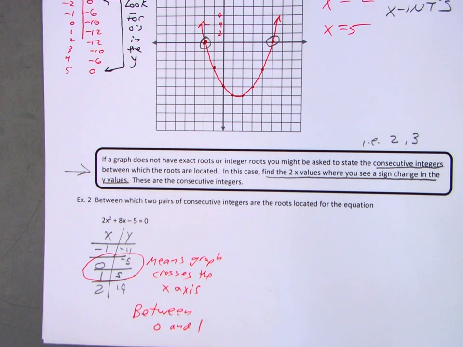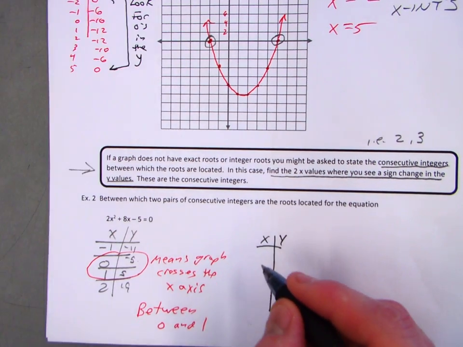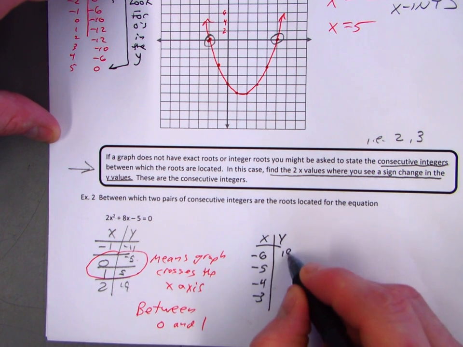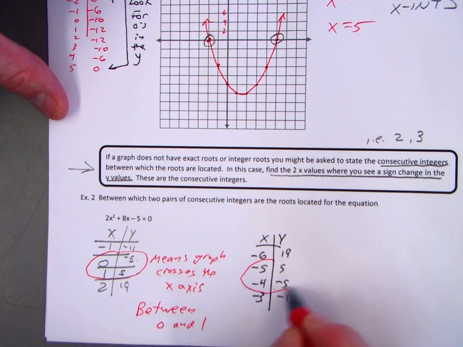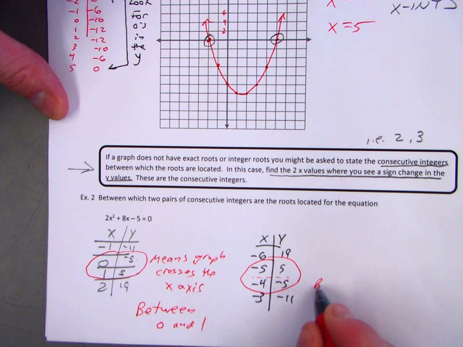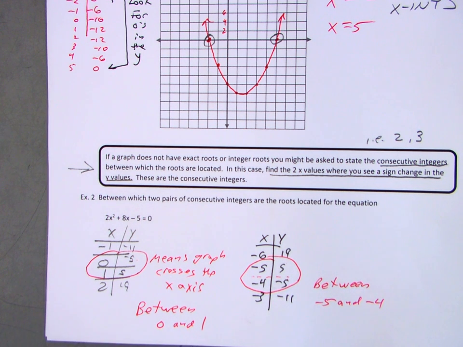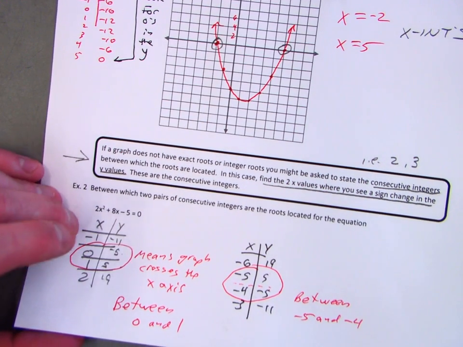All right, we can do that for the other x-intercept as well. Look right here. Changes from positive to negative. That means the x-intercept is somewhere in here. So somewhere between -5 and -4 is where the other root falls. Again, it's going to be a decimal, but we can tell which two integers it falls between. All right, I'm not going to do too much with that. We don't need to.